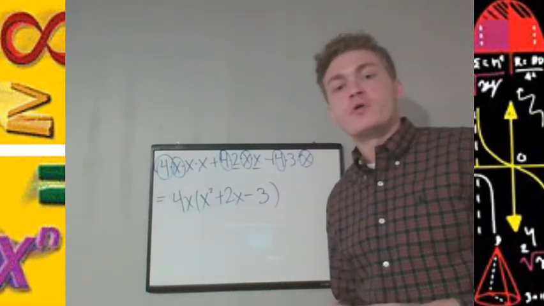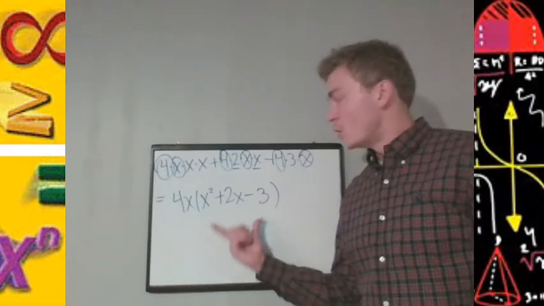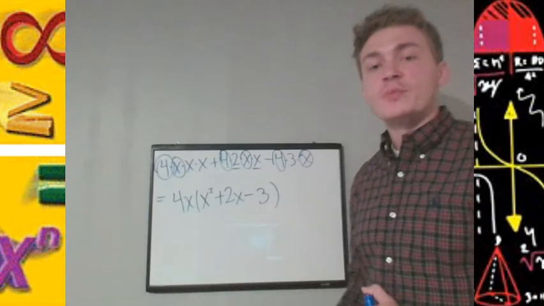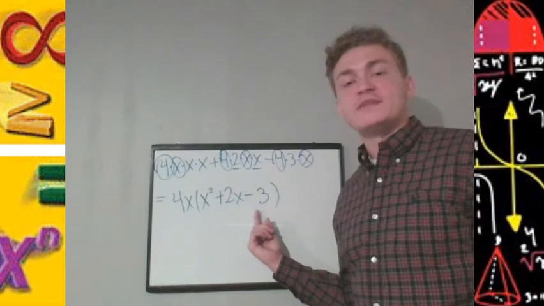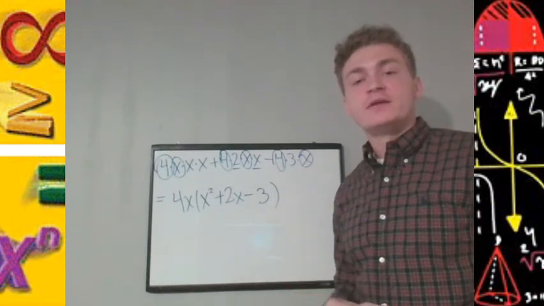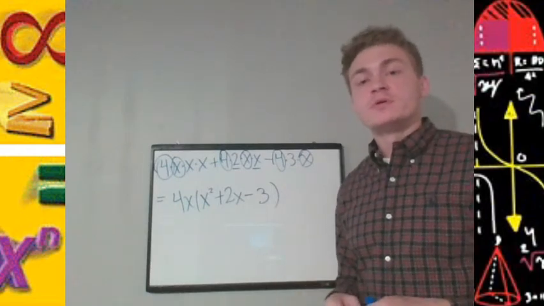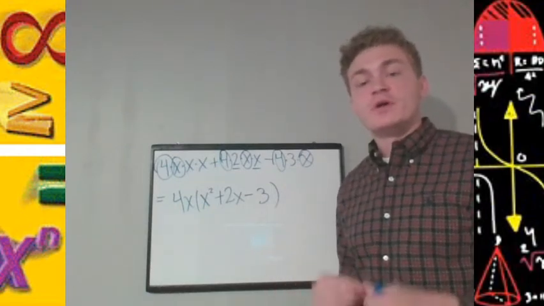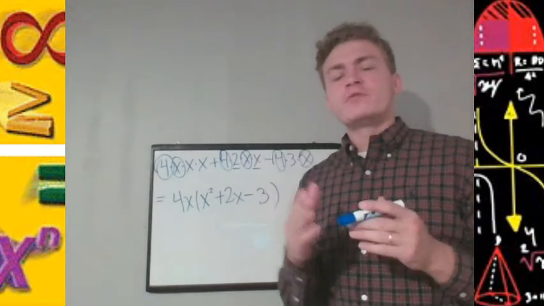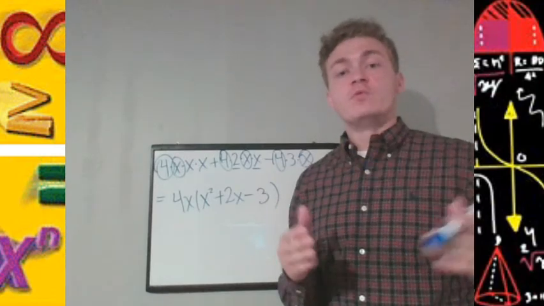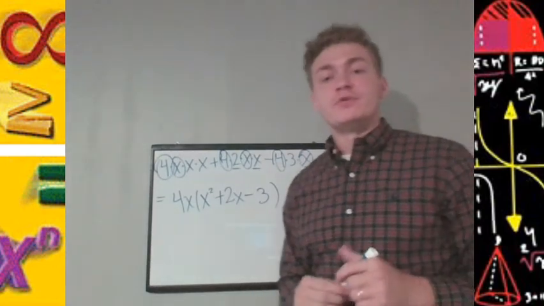The product of 4x and the trinomial x squared plus 2x minus 3. We now focus on the trinomial, determining whether or not we can factor it. Can we find 2 integers that multiply to give us negative 3 that will add to give us positive 2? 3 is a prime number. 3 times 1, those are the only 2 integers that we can multiply to give us 3. But for negative 3, we have negative 1 and 3. We have negative 3 and 1. Which of those 2 pairings would allow us to combine to get positive 2?